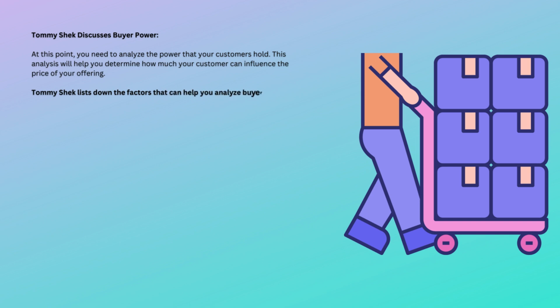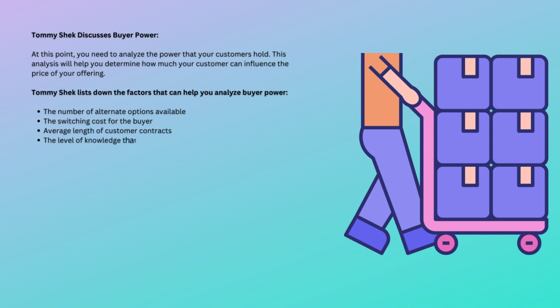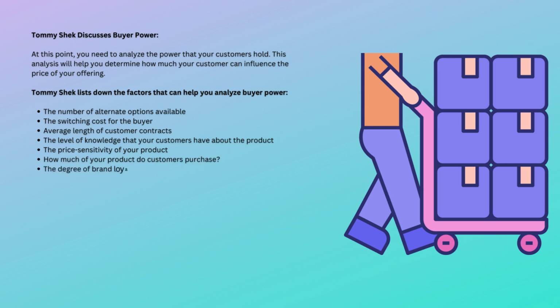The number of alternate options available. The switching cost for the buyer. Average length of customer contracts. The level of knowledge that your customers have about the product. The price sensitivity of your product. How much of your product do customers purchase? The degree of brand loyalty.